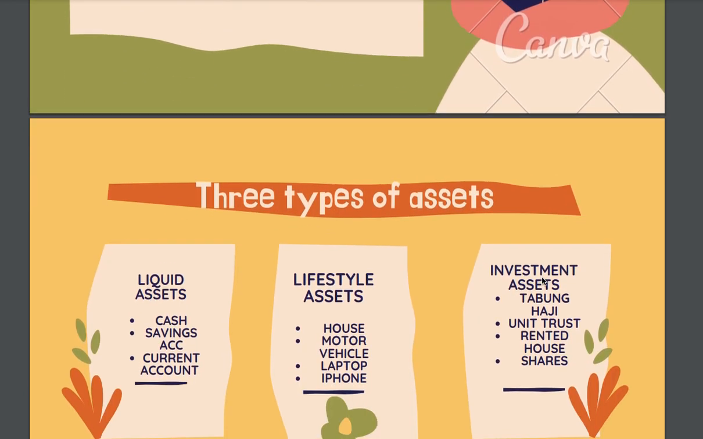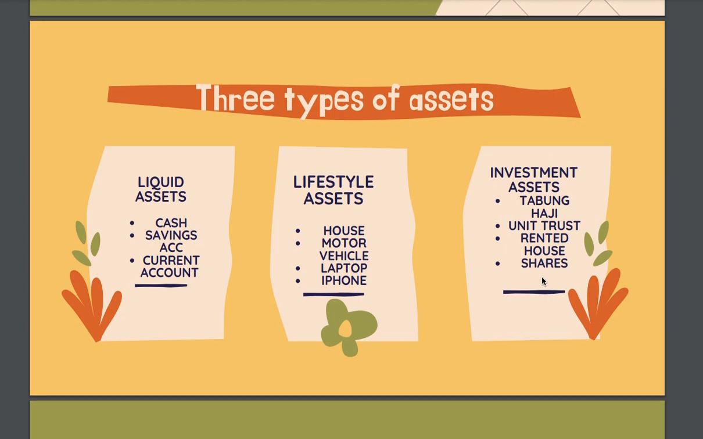Next, the types of assets. Before, in the business or the company's balance sheet, you record the current assets and then the fixed assets, right? But for the personal or individual balance sheet, we categorize the assets into 3 types. The first one is the liquid assets, number 2, lifestyle assets, and the last one is the investment assets. Let's have a look at one by one.